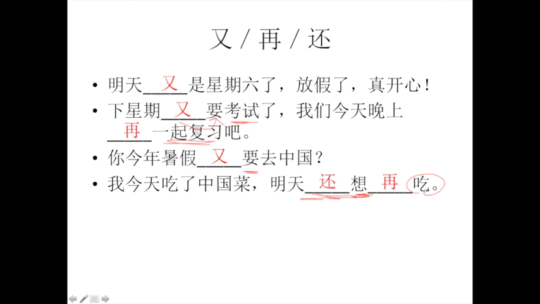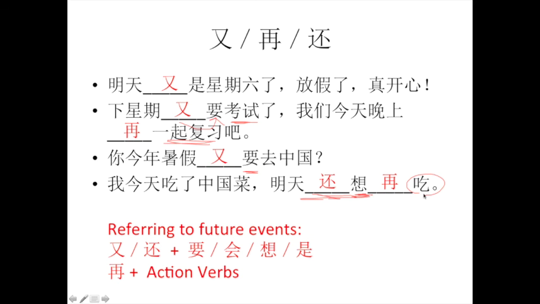Another way to remember when to use which, especially when it has to do with future events, is that we tend to use 又 or 还 before 要、会、想、是 and 在 before the actual action verbs.